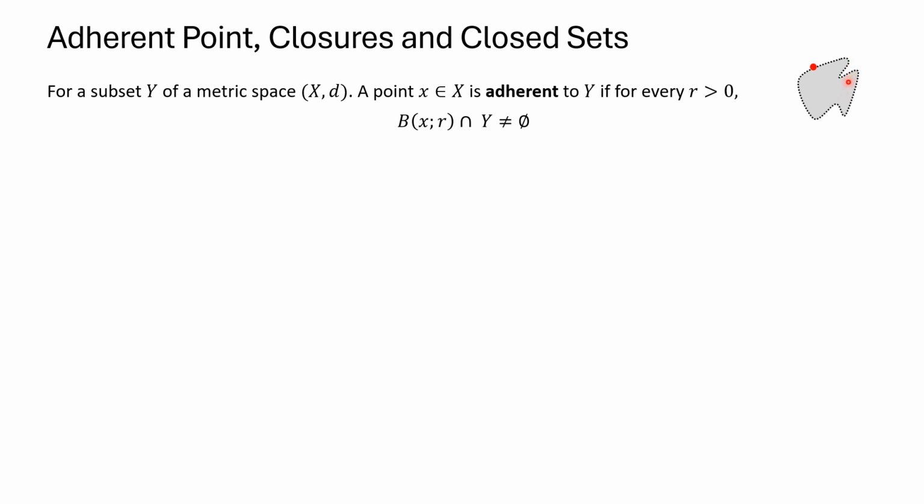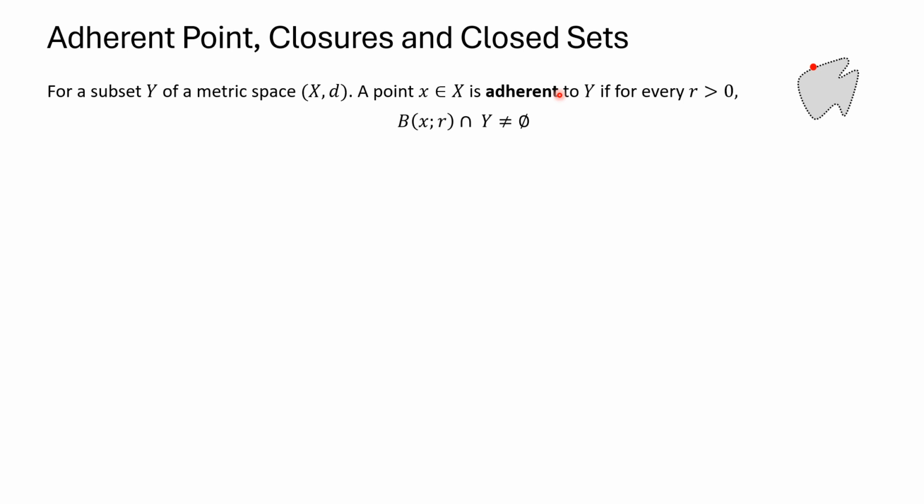I have an example here on the right. Let's say that X is a two-dimensional Euclidean space and Y is this gray squiggly thing without its boundary. I put it here as dotted lines, a dotted curve. So this point here, and it is a point, I couldn't make it any smaller using PowerPoint, is adherent. Even though it's not in Y, no matter how small a ball you put around this point, you're going to include some points from Y. So that is adherent.